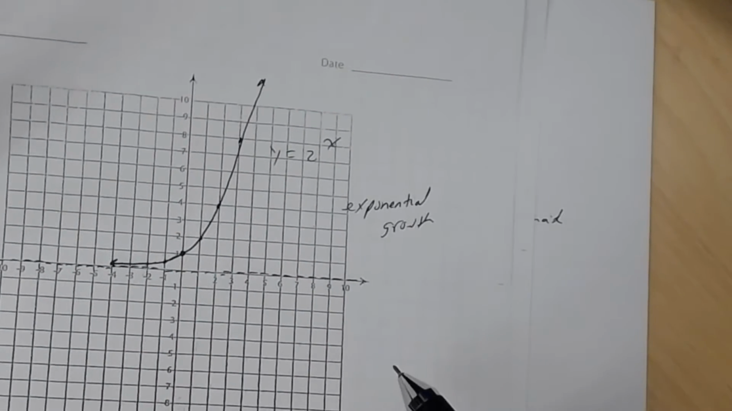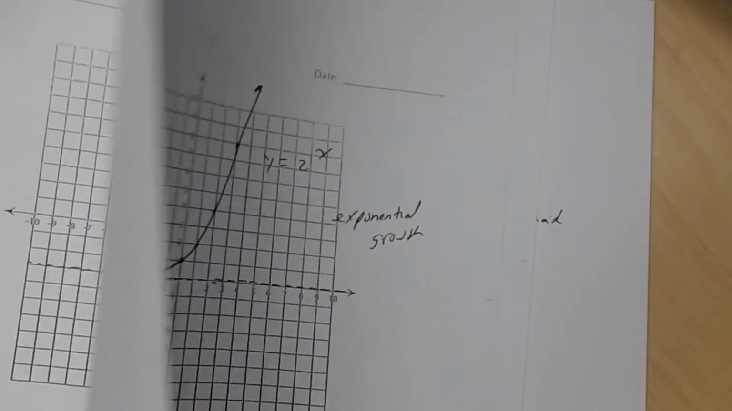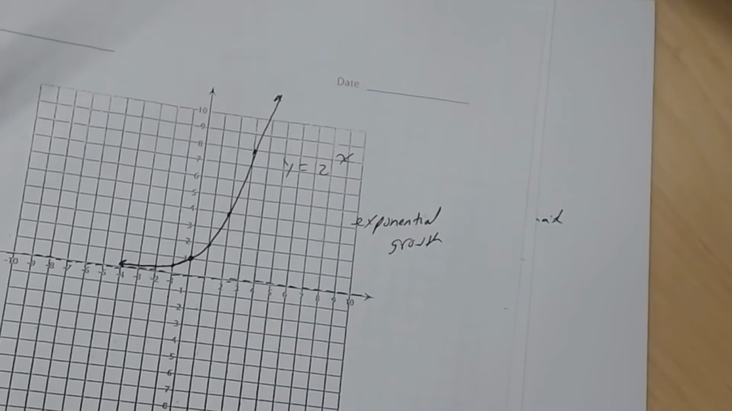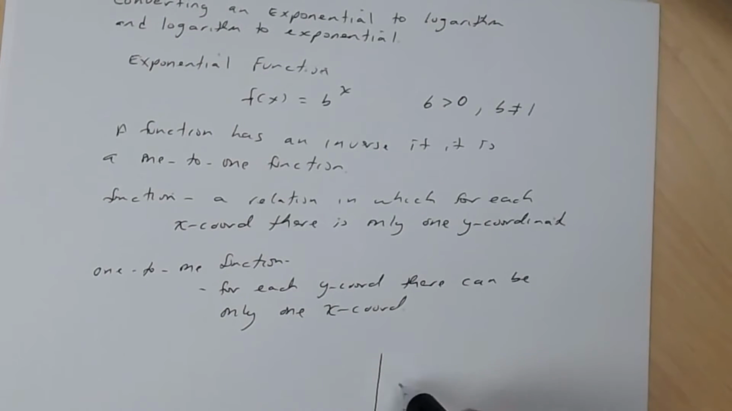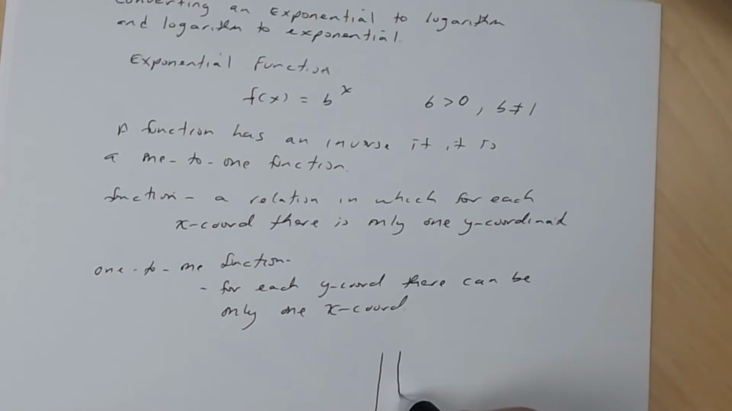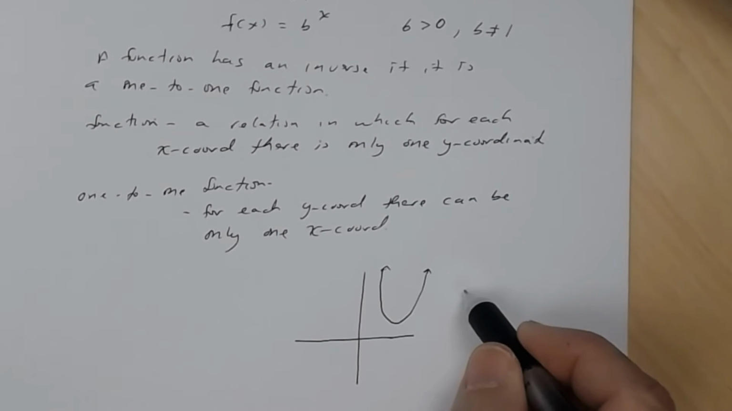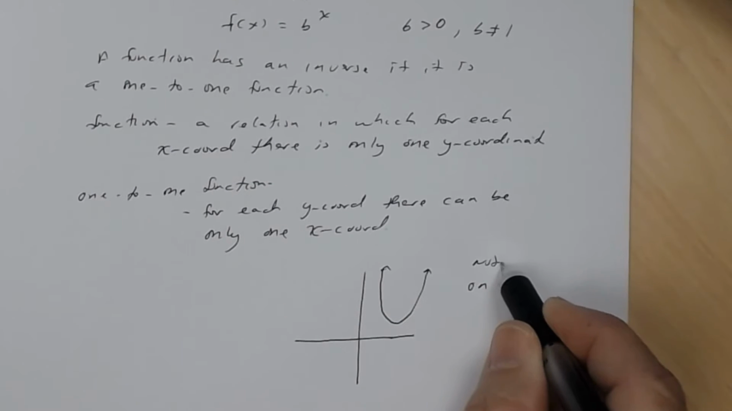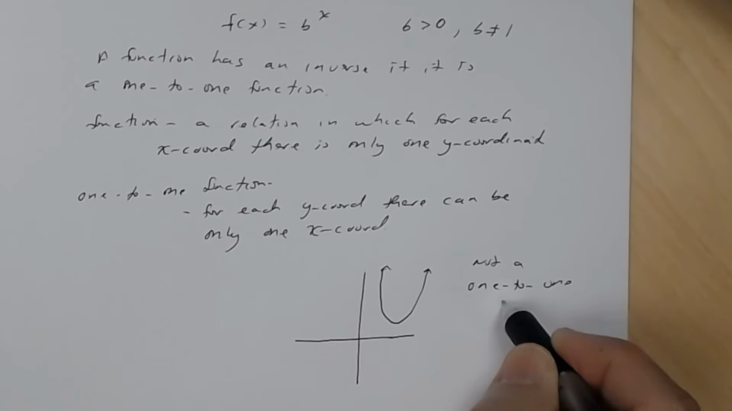So you may say, well, what type of functions are not 1-to-1? All right, so here's an example. I'm going to draw it right here. So we have this quadratic function. So the quadratic function is not a 1-to-1 function. So this is not a 1-to-1 function.